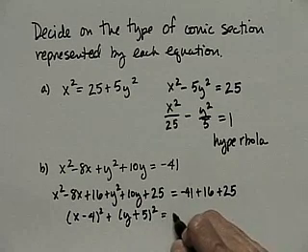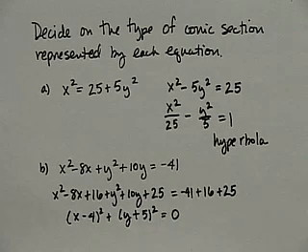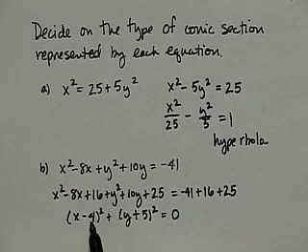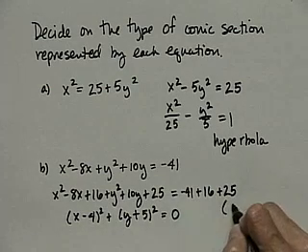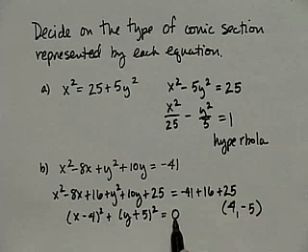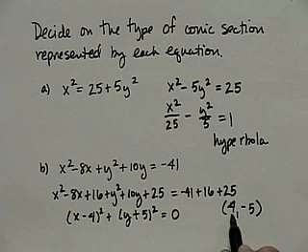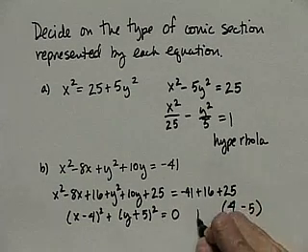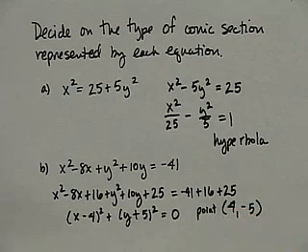Now this sum is 0. And so there are two ways to describe the resulting equation. You can consider it just a point (4, negative 5), or I can call it a circle of radius 0 with center (4, negative 5). And both descriptions result in the same graph.